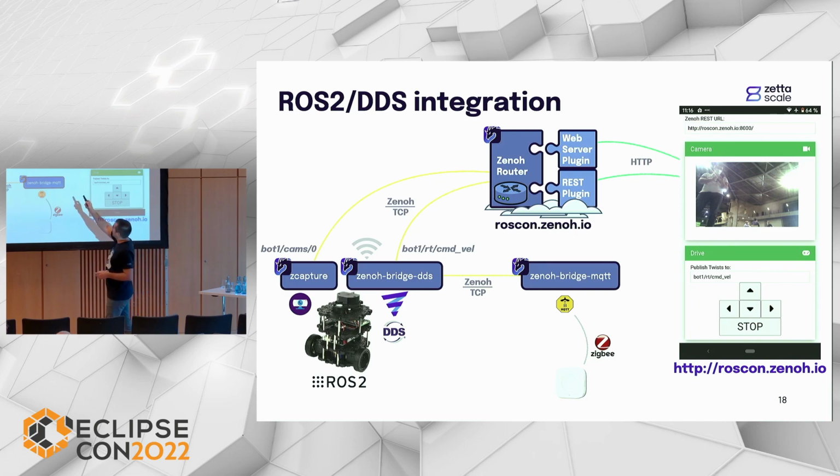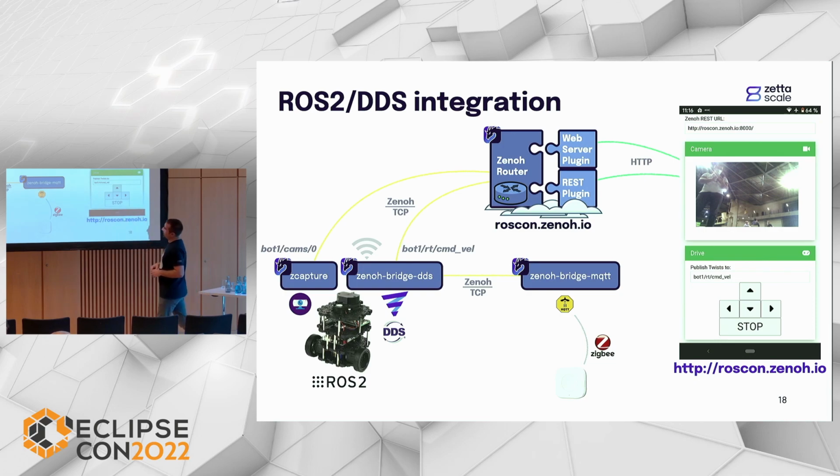There was a Zenoh router deployed in a Linode host, just an Ubuntu VM in the cloud. This router also has the REST plugin and the web server plugin to connect to HTTP. So on my phone here, I get the feedback from the camera, all the pictures from the camera, but I can also publish commands to move the robot along.